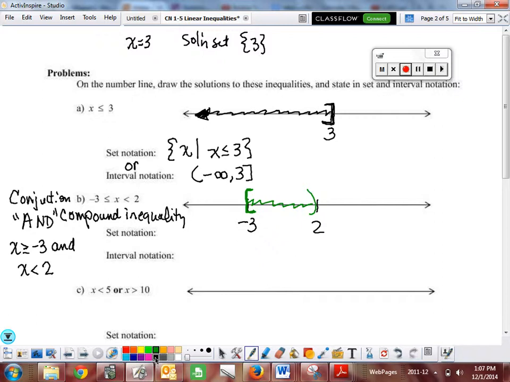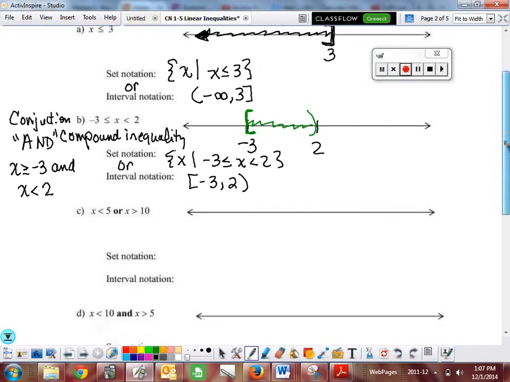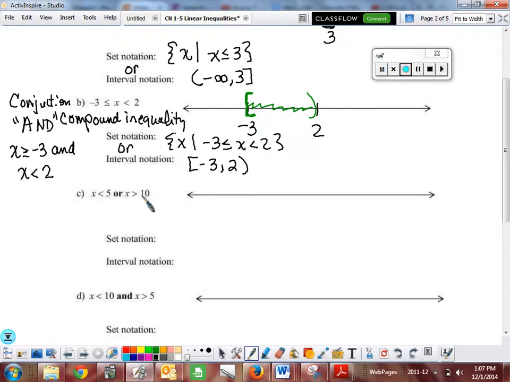In my set notation, again, it's not really any different. You would say set of all x such that negative 3 less than or equal to x less than 2. And then in your interval notation, bracket, negative 3 to 2, parenthesis. So both of these would be describing your solution set, and here was your picture of your solution set. Pretty straightforward. Right? When you get down to this next example, this is an OR statement. Okay? This is called a disjunction.